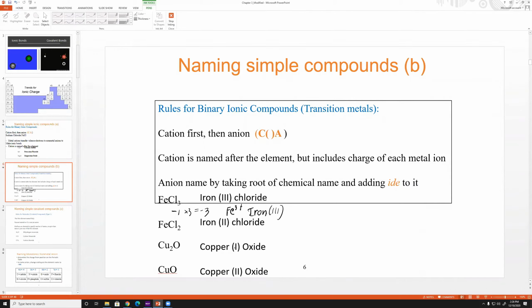For copper 1 oxide, in this case, the oxygen's charge is -2. There are 2 coppers, meaning each copper has to be +1 in order for the positives and negatives to cancel out. Therefore, each copper ion being +1 is called copper 1. So this would be copper 1 oxide. If you have CuO, then you just have one of each of the elements, one cation and one anion, meaning that the copper has to be +2, while our oxygen is -2. So that's how that works for transition metals.